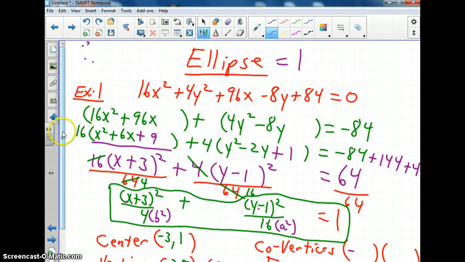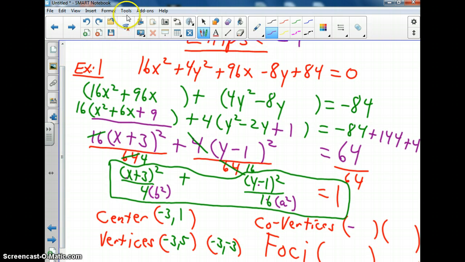Okay, so here's this, right? And we're going to put down -1, 1, and -5, 1 for the co-vertices, and -3, 5, and -3, 3 for the vertices, right? Everybody good so far? Okay, so far so good.